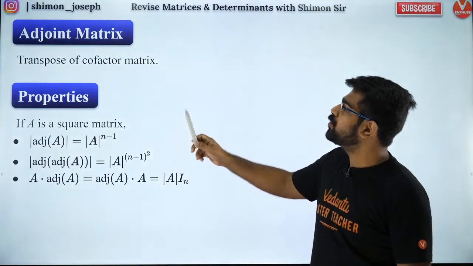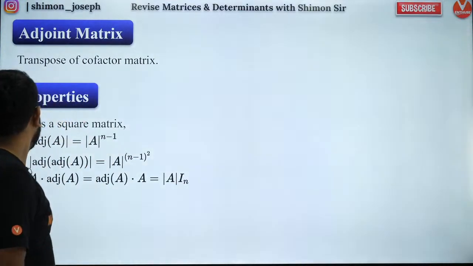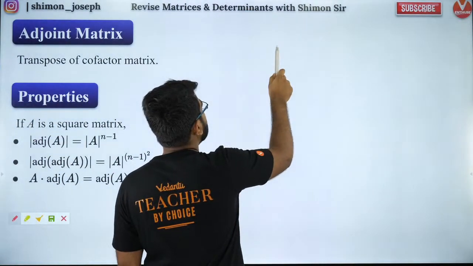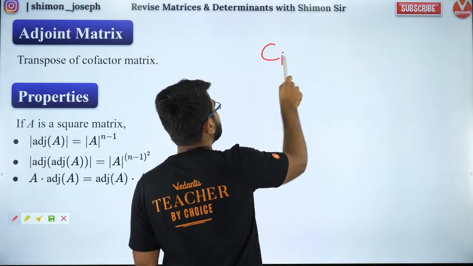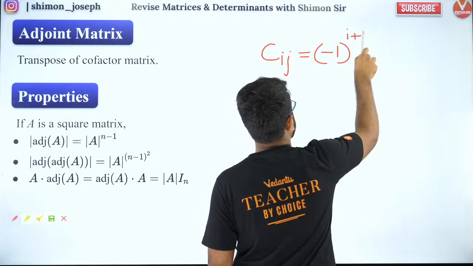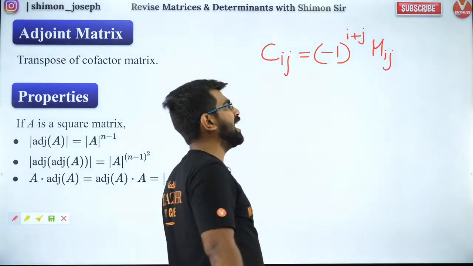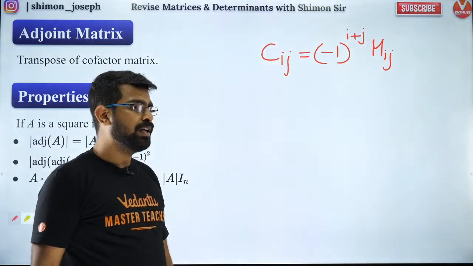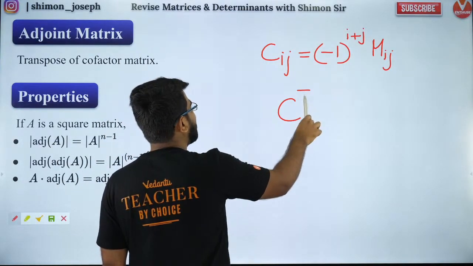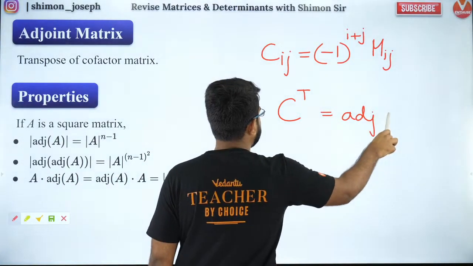Now, what is cofactor matrix? Do you all know what is cofactor? Do you all know what is cofactor matrix? So, cofactor matrix, you will find the elements of it as (-1) to the power i plus j times minor of ij. That's how you find the elements of cofactor. And once you collect the cofactor matrix, if you take the transpose of it, that will be your adjoint of any given matrix A.